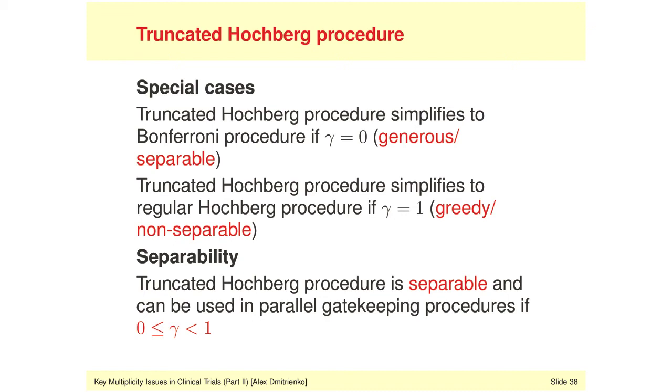To be able to construct parallel gatekeeping procedures, we need to find a subset of generous or separable procedures, and as shown at the bottom of the slide, the separability condition is met for a truncated Hochberg procedure. It will be separable, and it can be used in parallel gatekeeping procedures if gamma is strictly less than 1. Gamma could potentially be as low as 0, but this would not be consistent with our objective of building an efficient parallel gatekeeping procedure. Our goal, as we'll explain later in this module, would be to choose a value of gamma that is reasonably close to 1 to help maximize power in the primary family, but at the same time we cannot set the truncation parameter to 1, because that is going to give us a non-separable procedure and is going to violate the parallel gatekeeping restriction in the primary family.